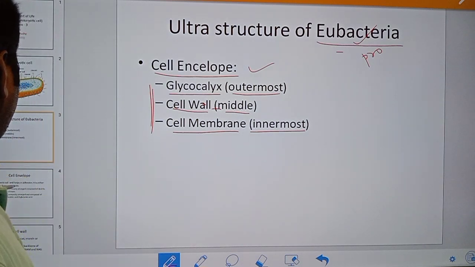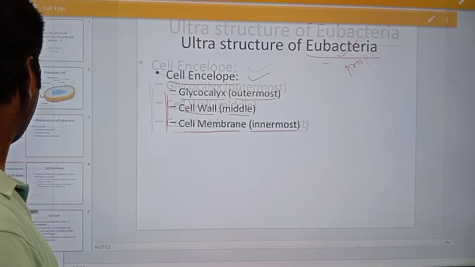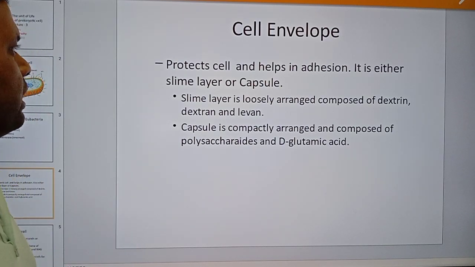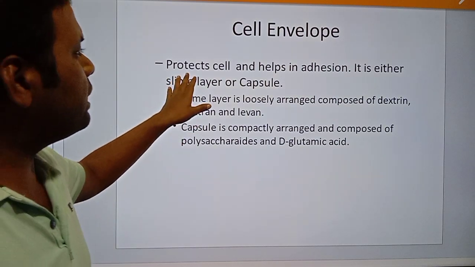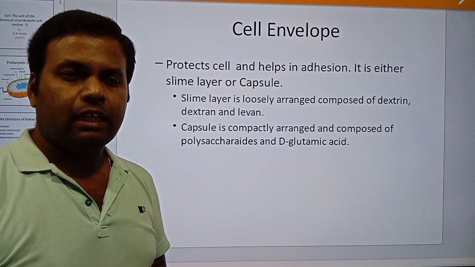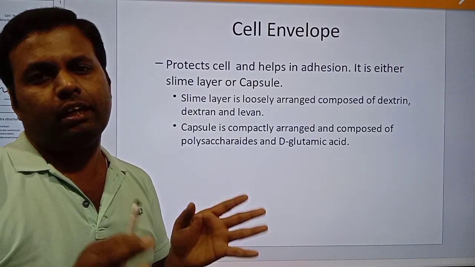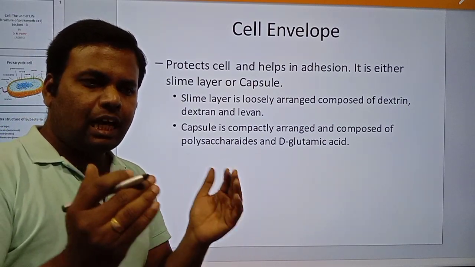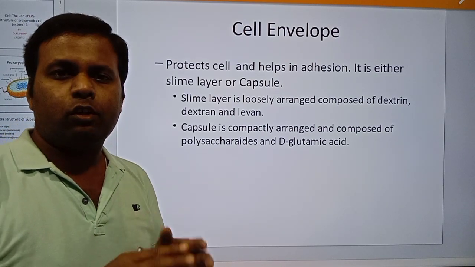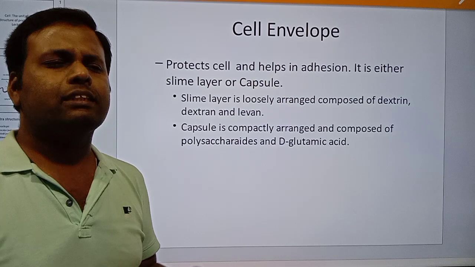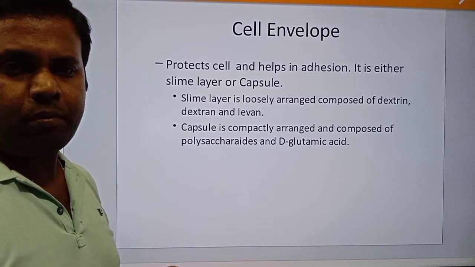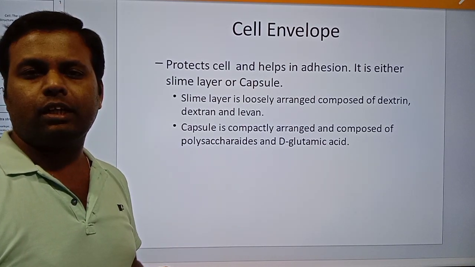Okay. Moving to the next slide, you will find this cell envelope. What is its function? Protection as well as cell adhesion. We know that the outermost layers or outer coverings have as their first priority function protection. They protect the underlying parts. Just like the skin of our body, the main function is not to provide shape and size. It provides protection first, then shape and size, then other functions and other properties. But the main function is protection.